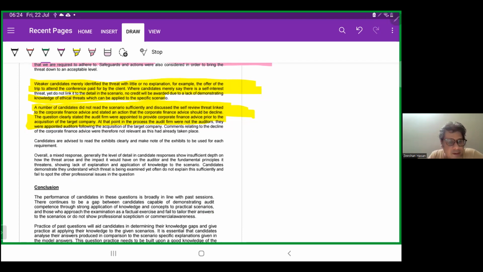corporate finance advice and state the action should be declined. The question clearly stated the audit firm was appointed to provide corporate finance advice on the acquisition of the target company. At that point in the process, the audit firm were not auditors; they were appointed auditors following the acquisition of the target company.